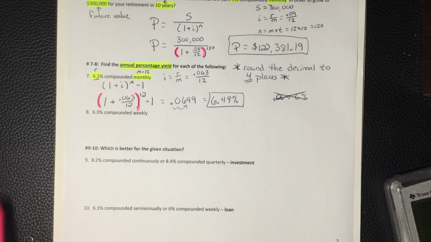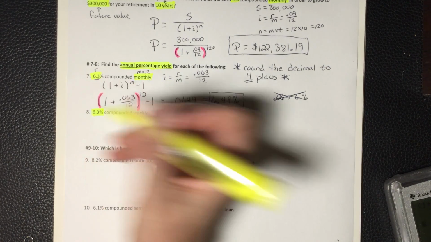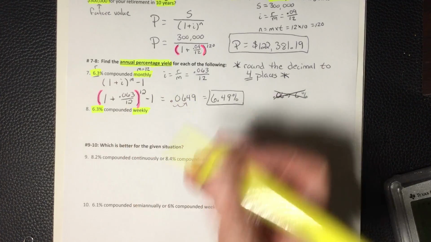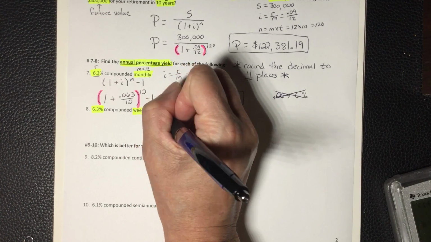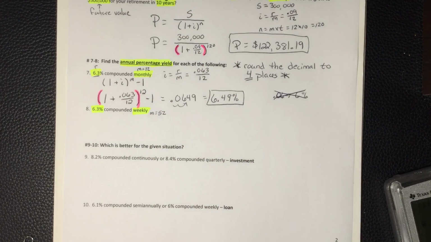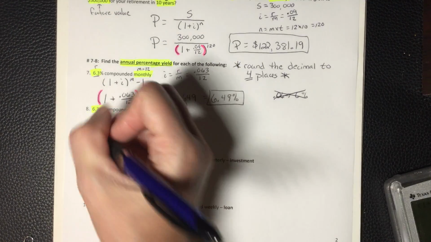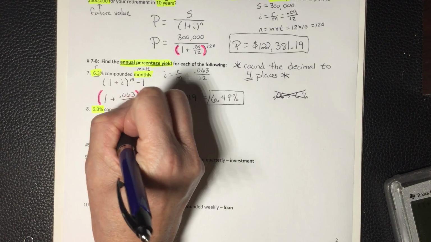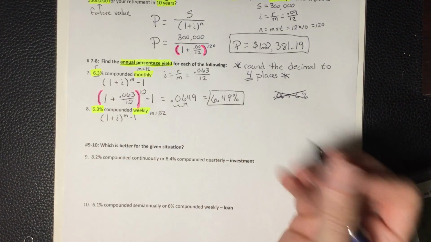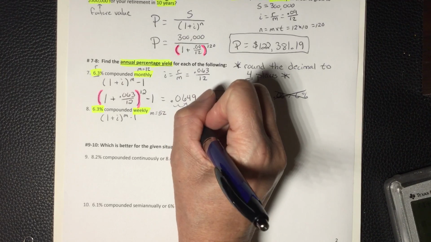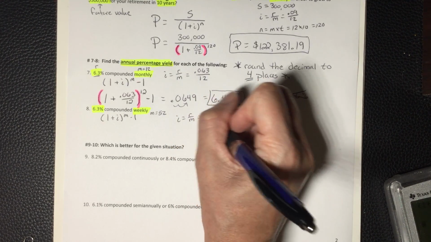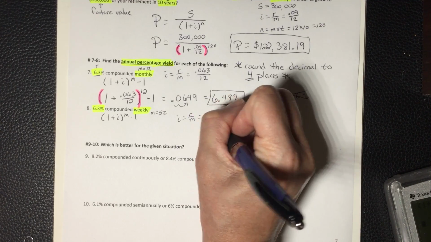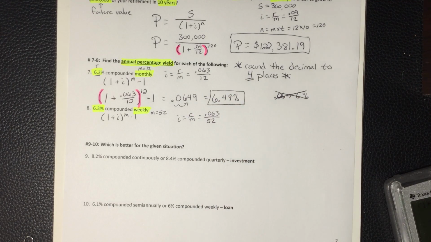All right, for the next example, we're going to keep the same rate, the 6.3, but this time we're going to be compounding weekly. Remember there are 52 weeks in a year, so m is going to be 52. I'm going to be using the same formula. My i is going to be r over m. So the 0.063 stays the same from the last problem, but now we're dividing by 52.